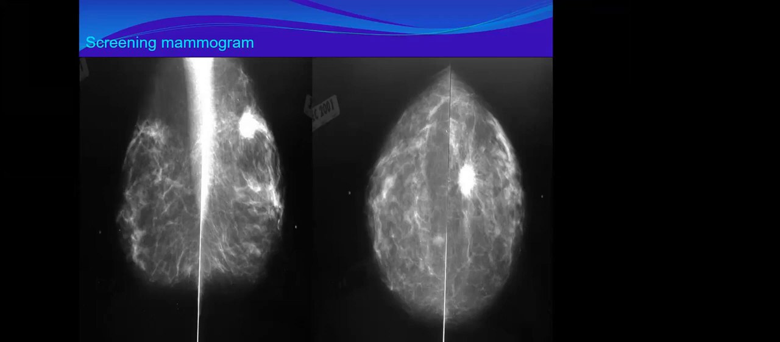There is an area of focal asymmetry. Where? In the MLO, in the upper quadrant. I cannot appreciate it in the CC view on the right side. Talking about this, yes, this is normal fibroglandular tissue spread out on the CC view.